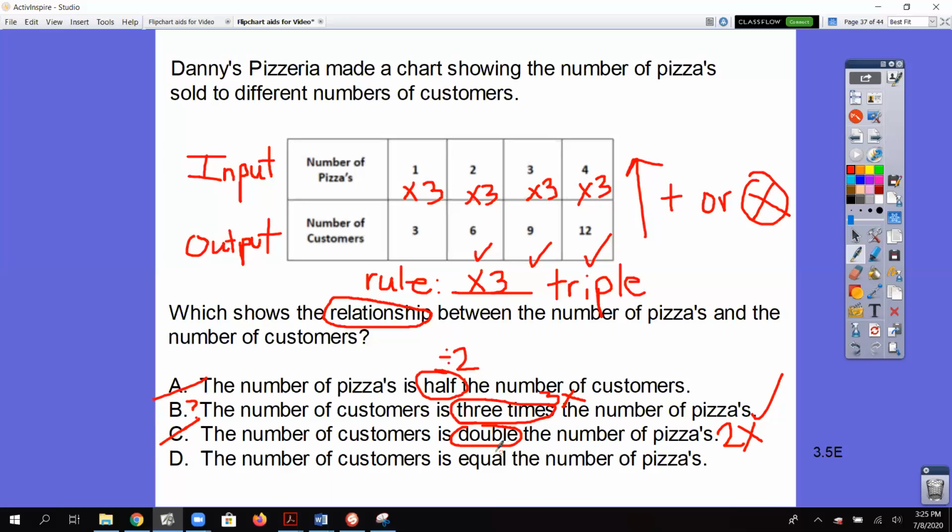The number of customers is equal to the number of pizzas. Well, equal means that it would be the same. Equal means the same. And we know those are not equal. These numbers are not the same. So that is false. The true statement is this one. That one shows the relationship between the number of customers and the number of pizzas.